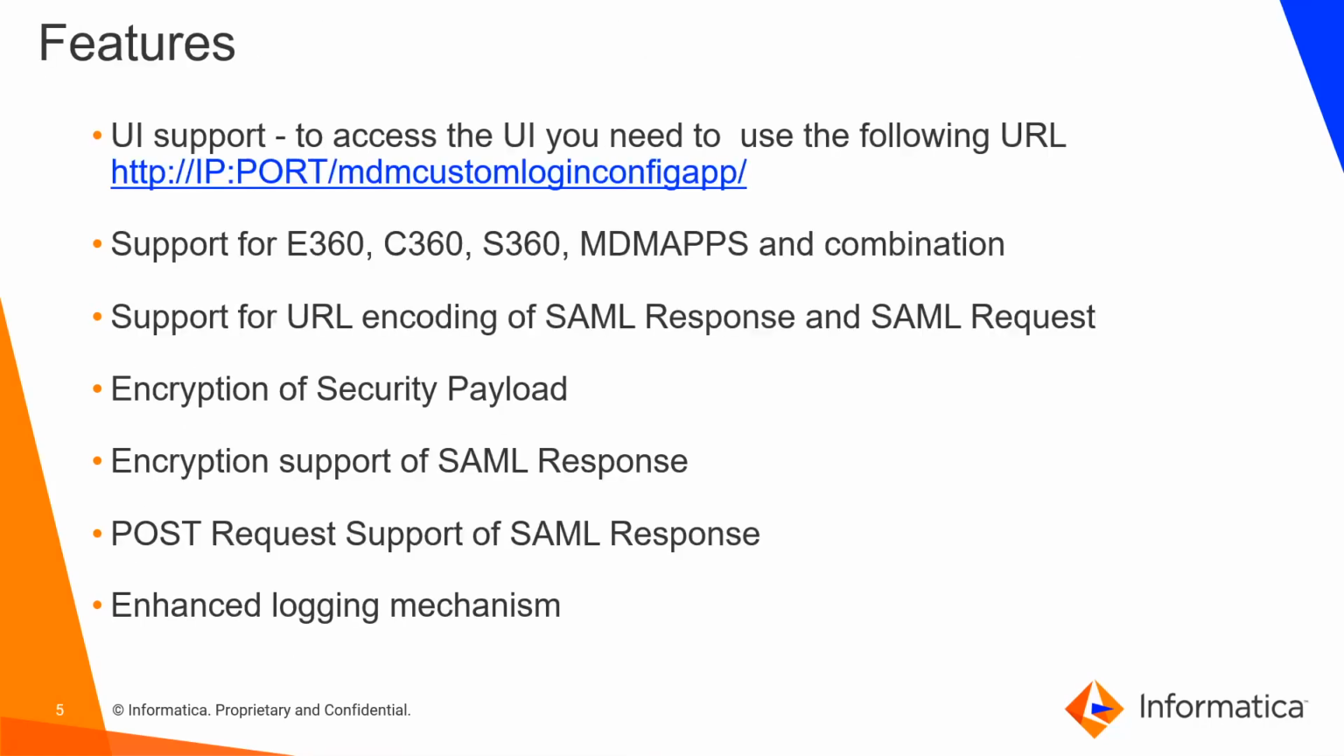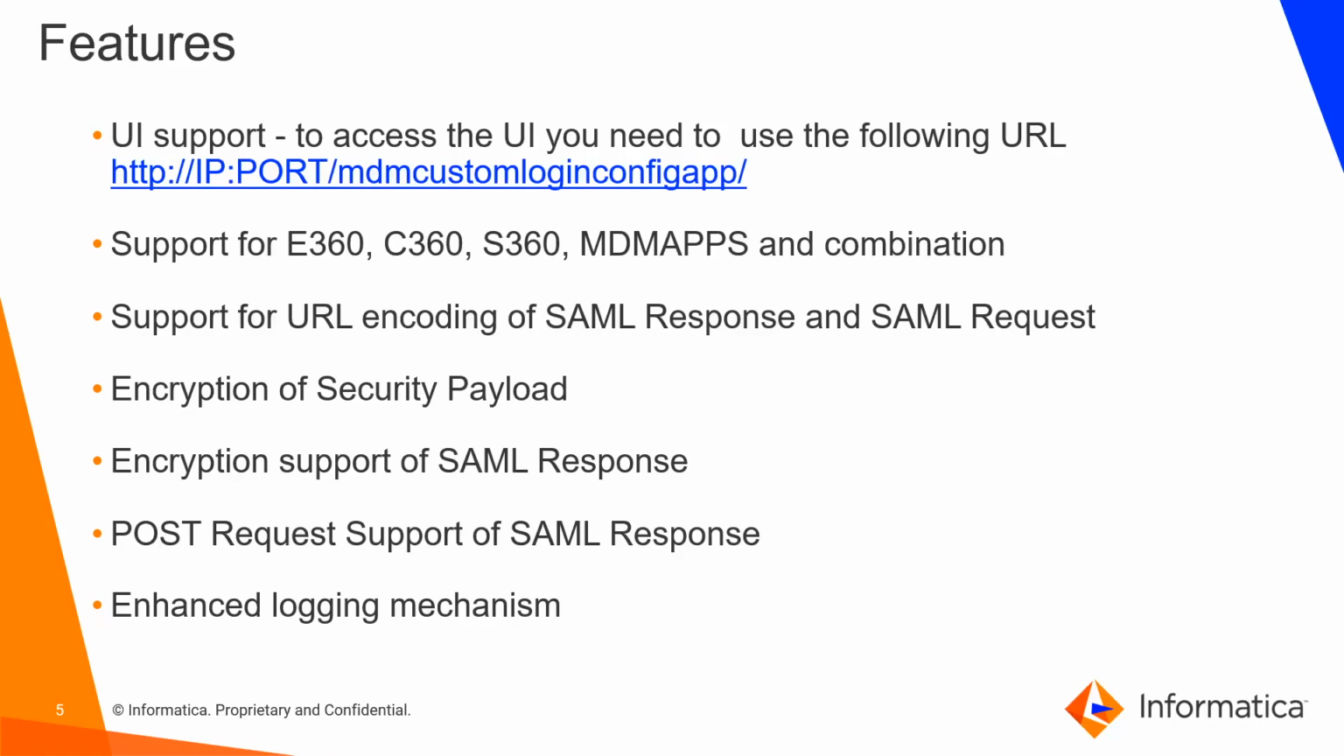Here are some of its features. As we have discussed, we have a UI now to configure single sign-on. So all we have to do is hit this URL: the MDM CustomLoginConfig App, just give your IP and port and hit this URL, and you'll have access to the UI to configure single sign-on and also to update or roll back the configuration. As we have discussed before, we support this utility to configure single sign-on on all of these applications: Entity 360, Customer C360, Supplier 360, MDM apps, and combinations of these.